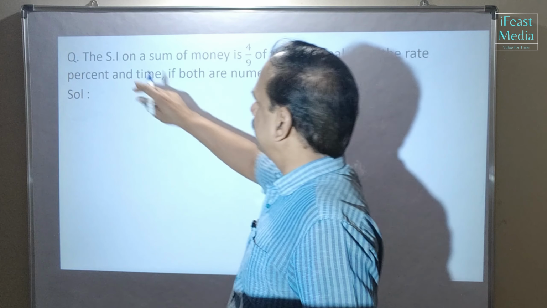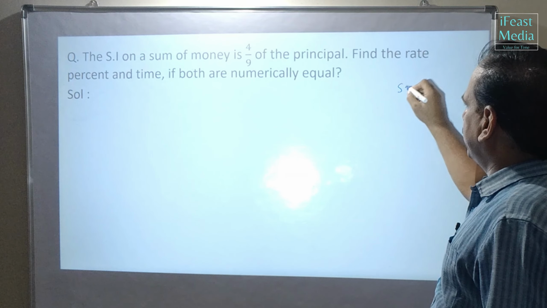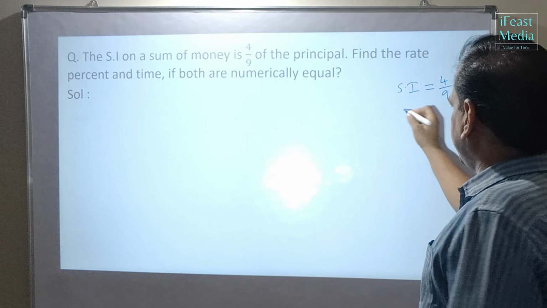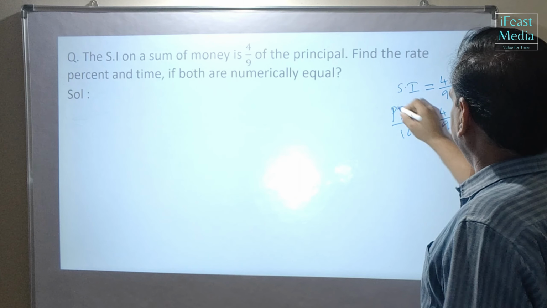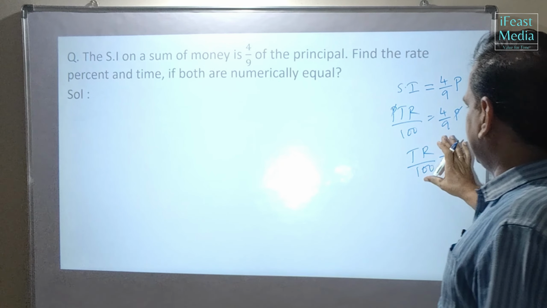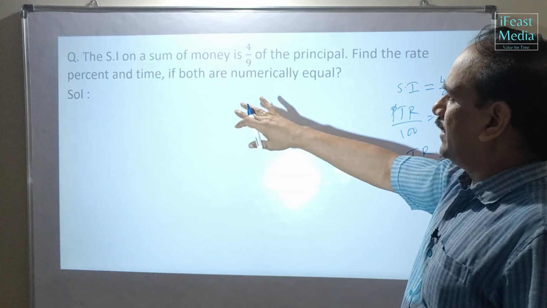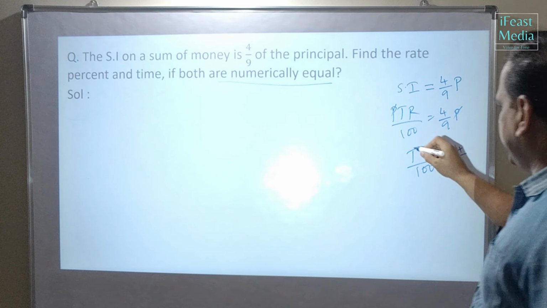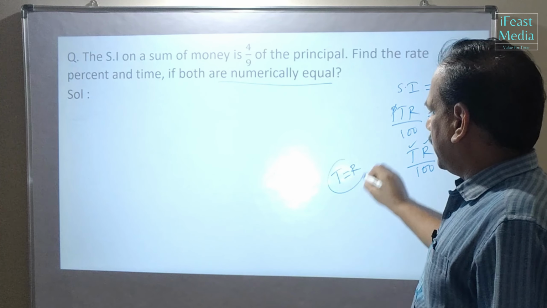Now coming to this problem: the simple interest on a sum of money is 4 by 9 part of the principal. What is simple interest? PTR by 100 is 4 by 9 P. P gets cancelled. TR by 100 equals 4 by 9. So this is the equation from this statement. Now find the rate percent and time if both are numerically equal. So find T and R if they are numerically equal. Numerically equal means T equals R.